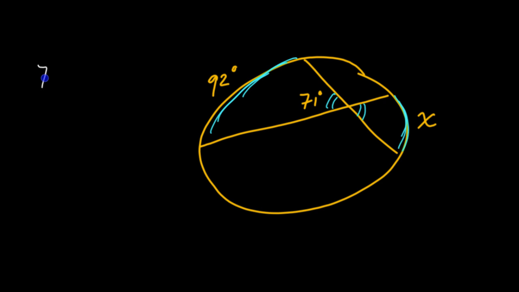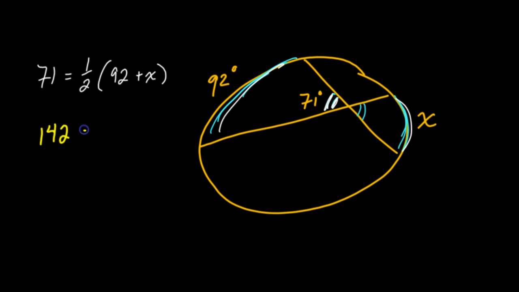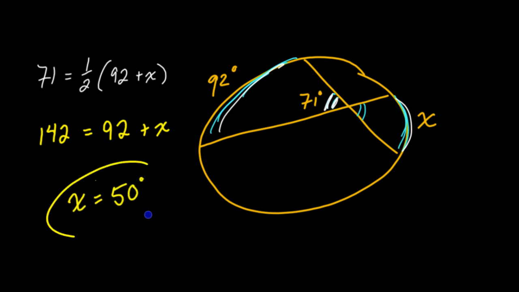So we'll write that out in the formula. 71 equals, so the inside angle equals 1/2 of 92 plus x. It's a basic equation. We can solve that. Let's multiply both sides by 2. I get 142 equals, it cancels out the 1/2, 92 plus x. We'll subtract 92, I get x equals 50. So that other arc out there was 50 degrees.